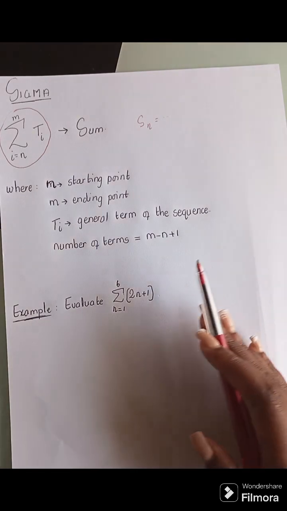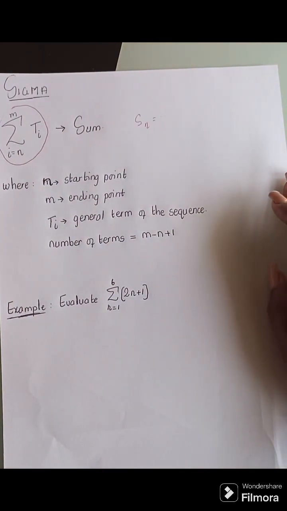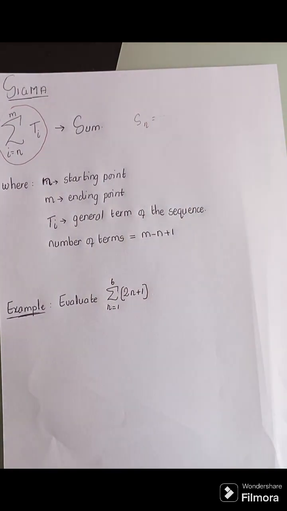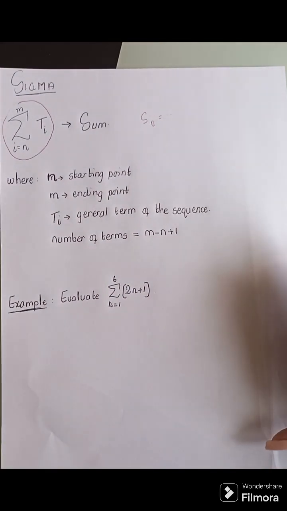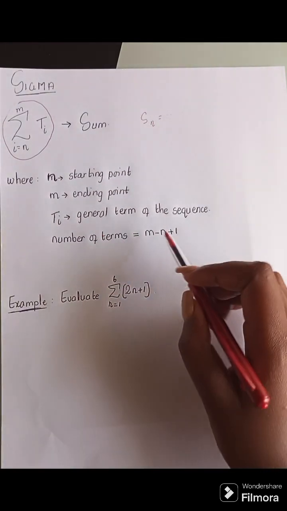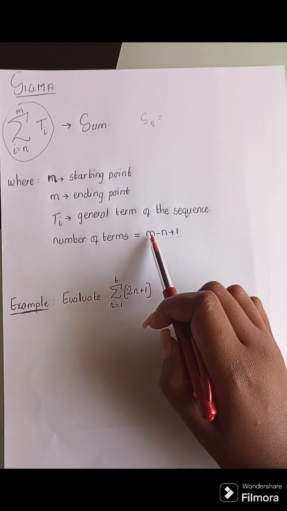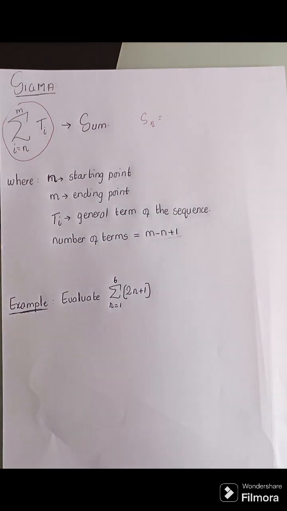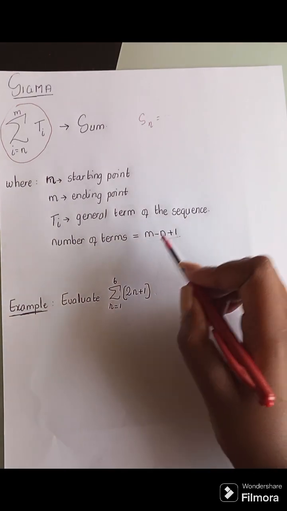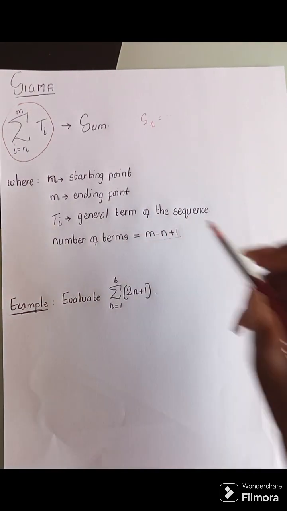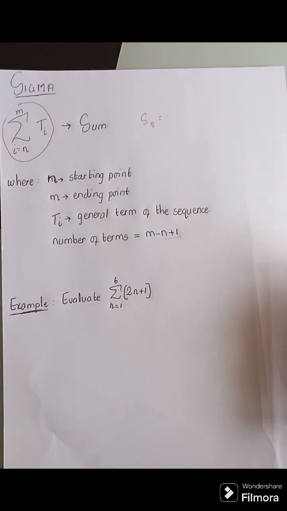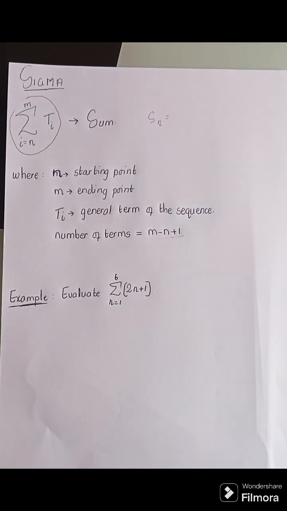Okay, so in our formulas there was an n there, and I explained that n is the number of terms. So this is how we find the number of terms. We say number of terms is equal to m, where m is the number on top, minus n, where n is the number at the bottom, and then plus 1. This expression will give you the number of terms that need to be evaluated in the sigma notation.